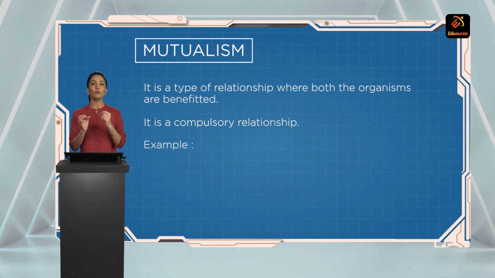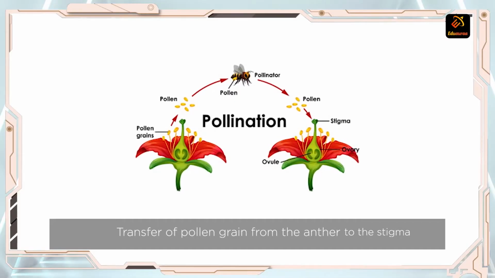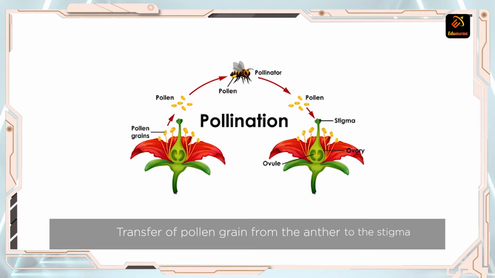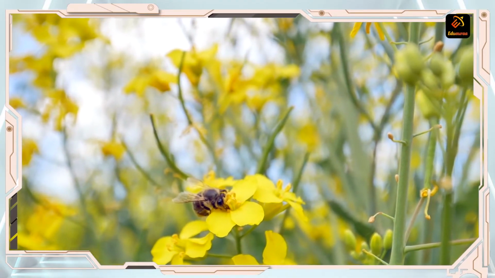Now if I ask you pollination, you know what pollination is, right? Transfer of pollen grain from the anther to the stigma is called pollination. So pollination needs pollinators like insects, like bees, etc., or birds, bats. So this interaction between those animals and the plants, that is the flowers, is this mutualism?